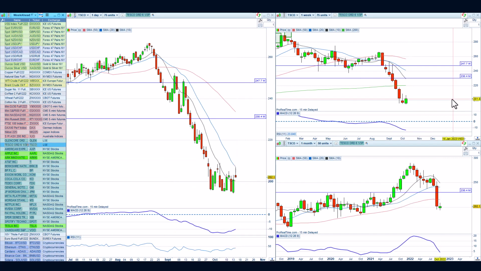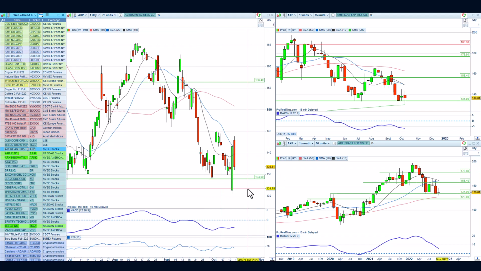So we've also got a bearish setup here on Tesco that looks relatively like it wants to head a bit lower. We've got American Express that gapped down and then closed a bit higher. It's still testing these lows. So you can see they're all just sitting on that edge.